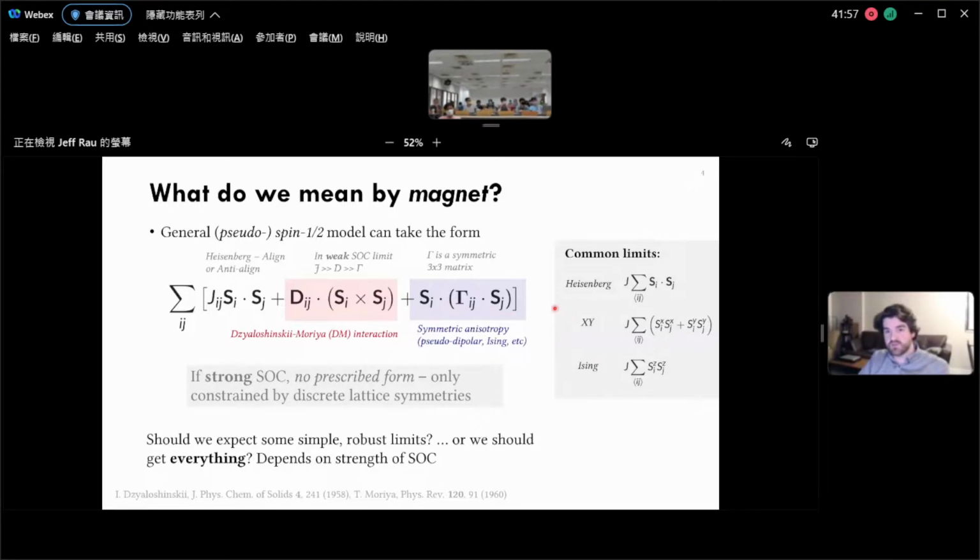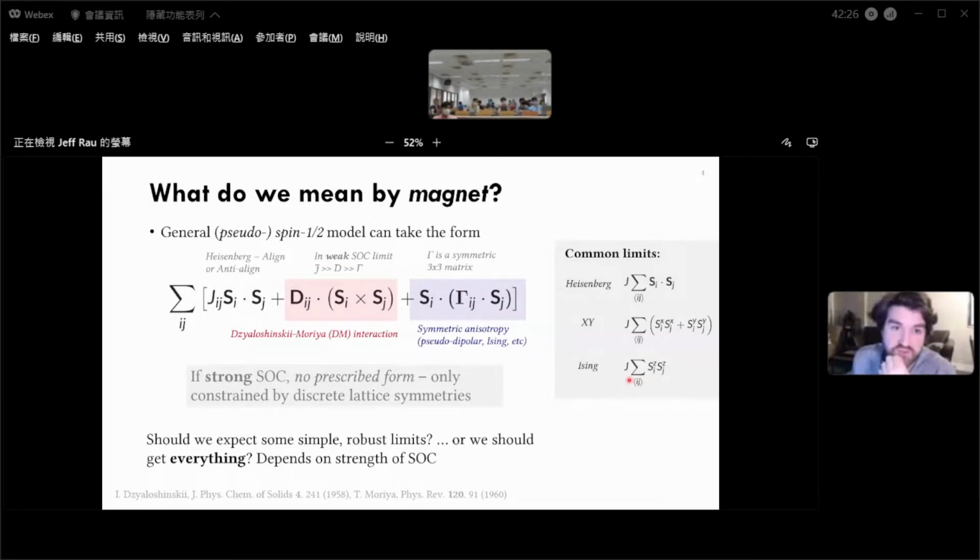This is a little bit broader than the usual limits people think about: a Heisenberg model where you only have this first term, XY models, where you only have exchange between 2 of the components, or an Ising model where you only have exchange between 1 of the components. Depending on what material you're talking about, what kind of atoms, what kind of limits you're in, you can explore the full range of these parameters. And in general, when you have strong spin-orbit coupling, there's no prescribed form here.